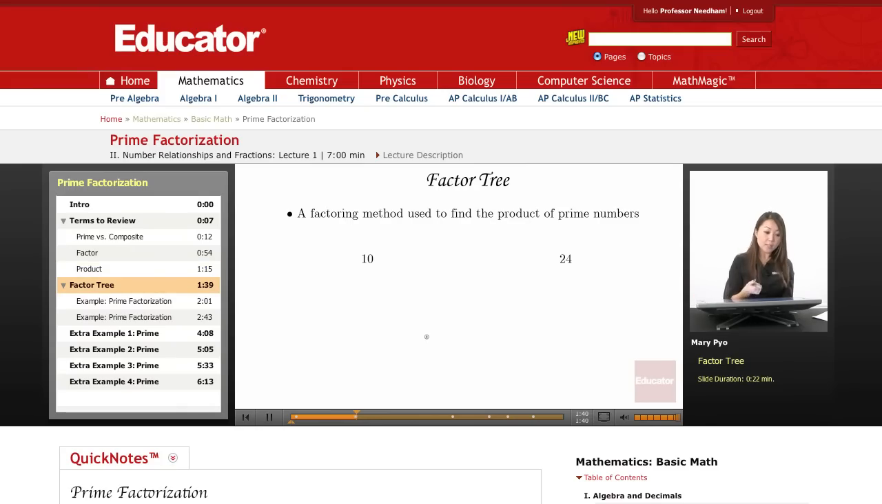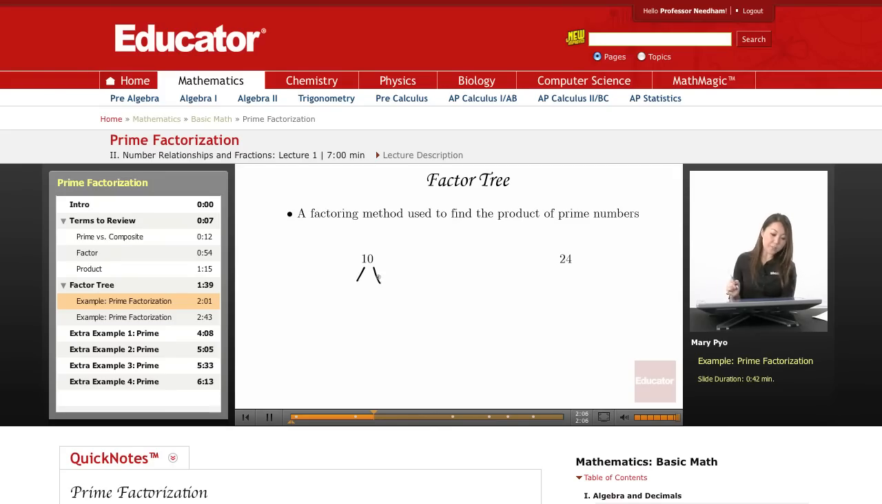So the method in solving prime factorization is called the factor tree. Now the factor tree, we all know what a tree looks like, is going to branch out into a bunch of factors. And more specifically, prime factors, which is why it's called prime factorization. So let's start off with the number 10.